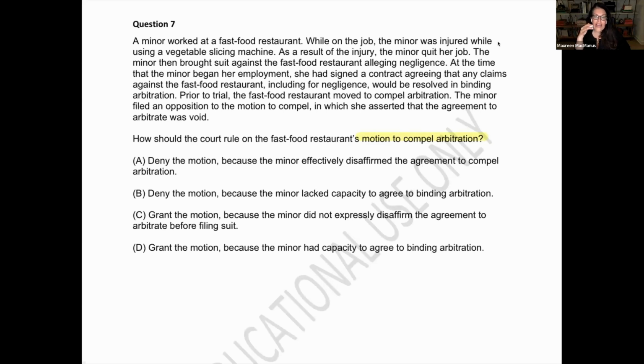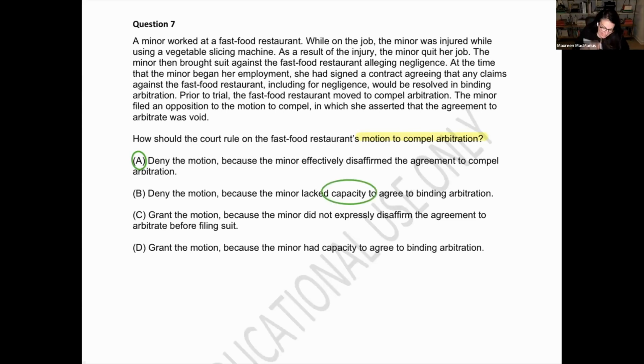So, A, deny the motion because the minor effectively disaffirmed the agreement to compel arbitration. That's correct. The minor did effectively disaffirm, and they have the power to do that. B, deny the motion because the minor lacked capacity to enter into the agreement. Is that correct? Did the minor lack capacity?